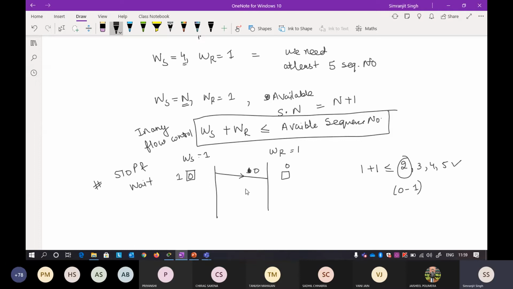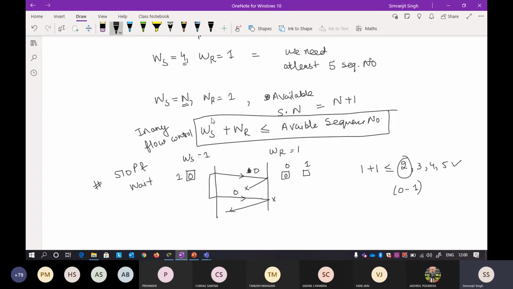Now if you only name the sequence number as 0 and 0, and the acknowledgement gets lost, the receiver window is now waiting for the 1st packet, but it will get the 0th packet again. Since 0 is already received, it will discard this one and send that acknowledgement again. So the same scenario occurs.